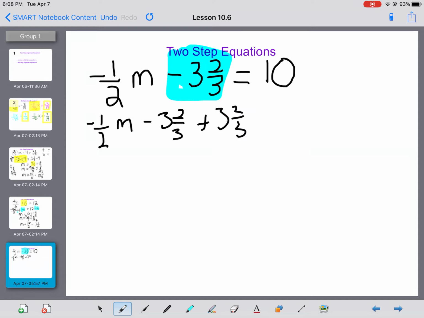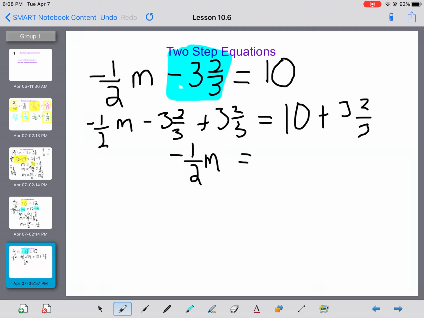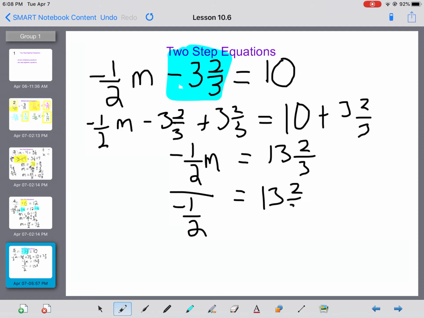Do the opposite. Add 3 2/3. What you do to one side, you must do to the other. So my new thing is adding 3 2/3. So I do that to that side. So now I get negative 1/2 m equals 13 2/3. Same thing as before. Let's divide by negative 1/2. It's the opposite of multiplying.